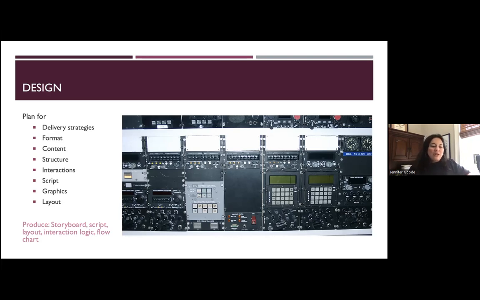So then we talked about graphics and layout and design, and all these pieces of design came together. We would storyboard it, which is just a fancy outline that uses some visual components, a script. We talked about layout, how we would interact, and how that logic would work, and then a flow chart of how they would flow through the training.